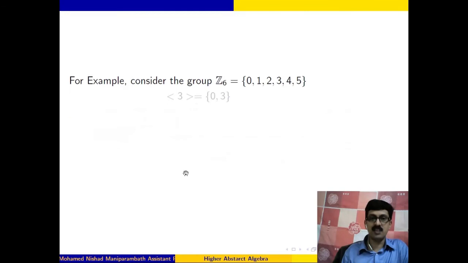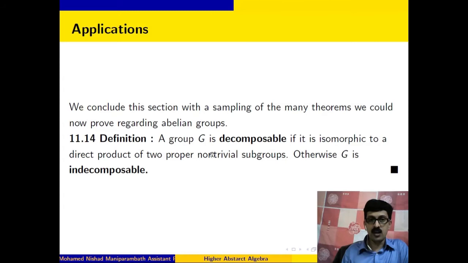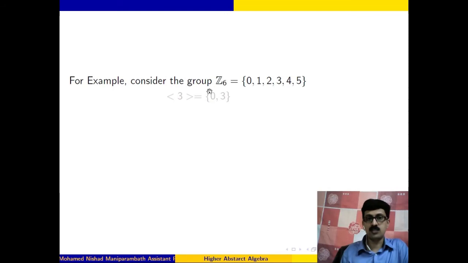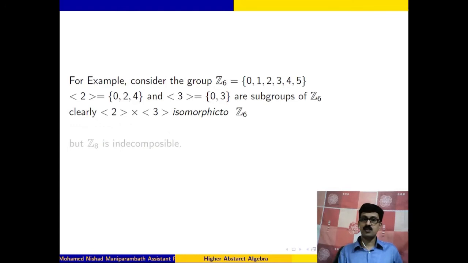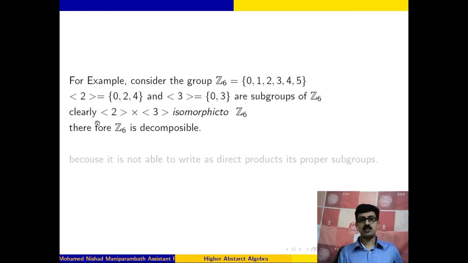For decomposability, we mention an example here. Consider the group Z6. We all know the elements of Z6 are 0, 1, 2, 3, 4, 5. And we can consider some cyclic subgroups. The cyclic subgroup generated by 2 is 0, 2, 4, and the cyclic subgroup generated by 3 is 0 and 3. Clearly, they are subgroups of Z6, and we take their cross product. The cyclic group generated by 2 cross the cyclic group generated by 3 is isomorphic to Z2 cross Z3, and that is isomorphic to Z6. So we can write Z6 as isomorphic to a direct product of two of its subgroups.